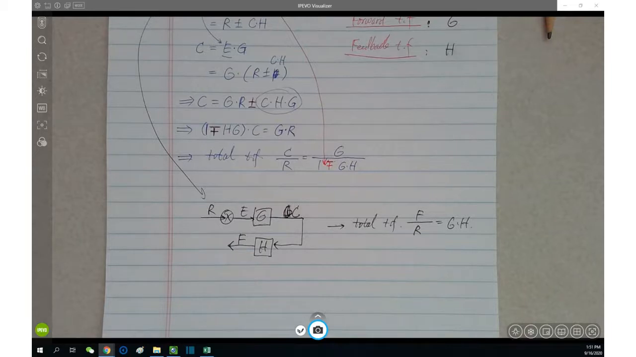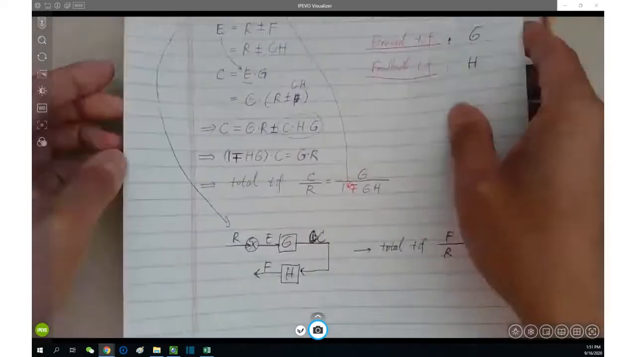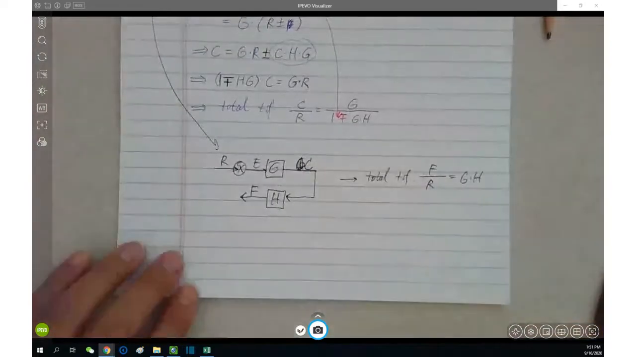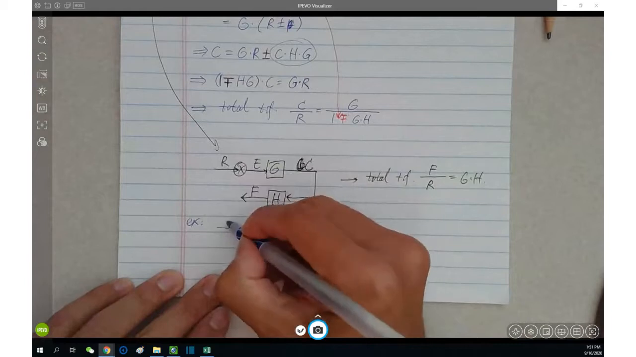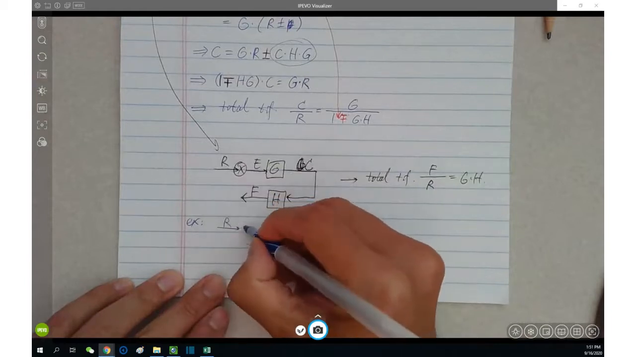All right, if it's fine, then we move on to one small example. Let's do a really small example. Let's assume a system like this.